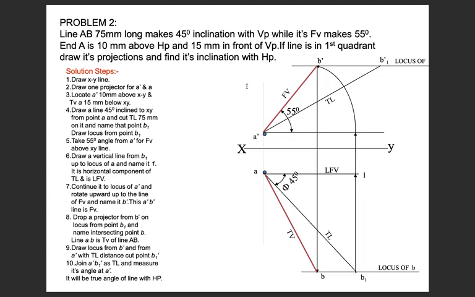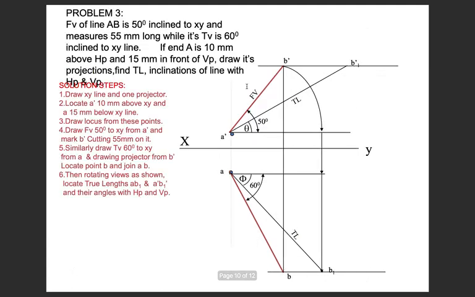Draw locus from B dash and from A dash with true length distance at point B1 dash. Join A dash B1 dash as true length and measure its angle at A dash. So this will give the true angle of line with HP. So next up you have another problem.